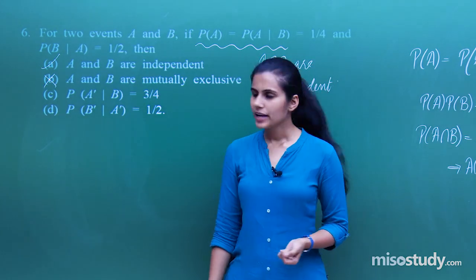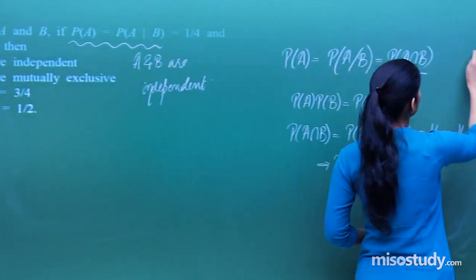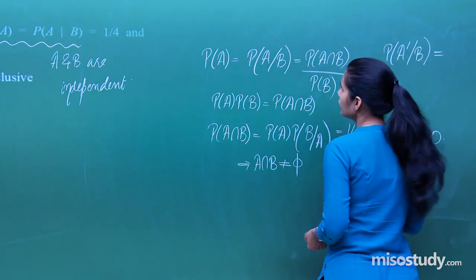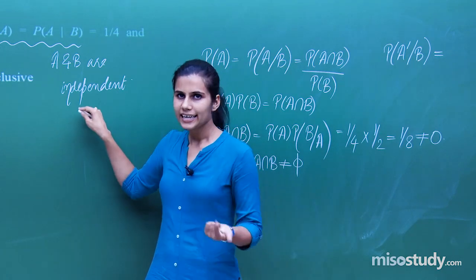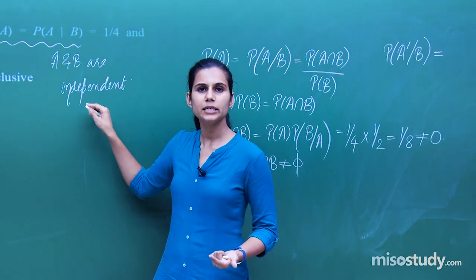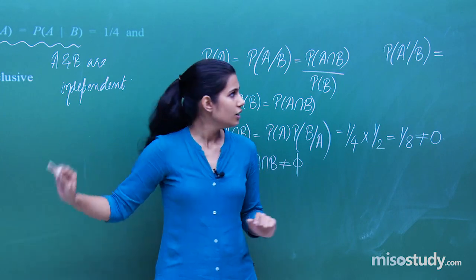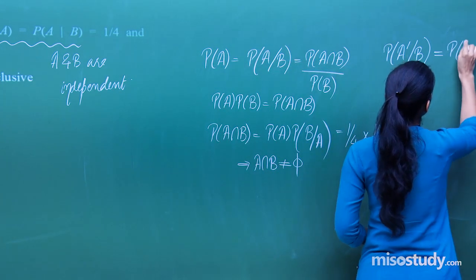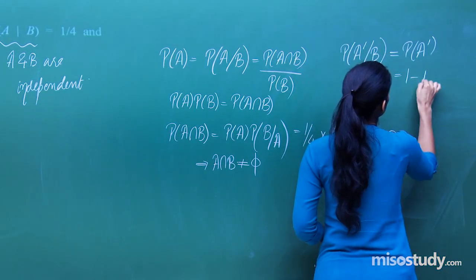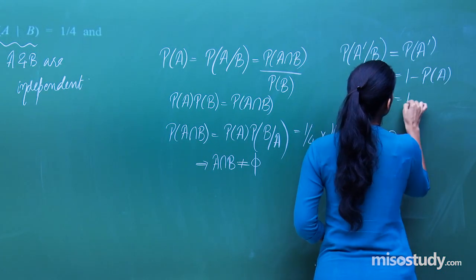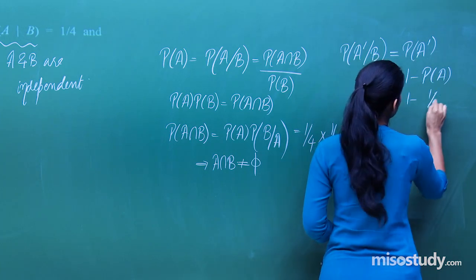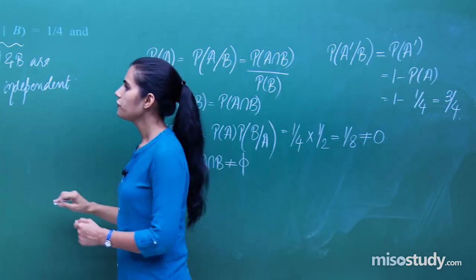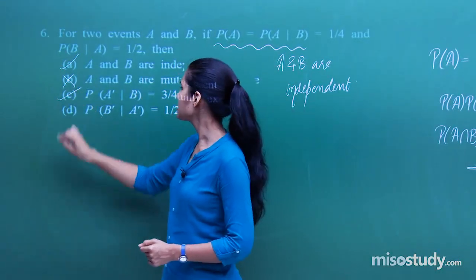What is the probability of A dash by B? Okay, so probability of A dash by B. Now you know, if A and B are independent, A dash and B are independent, B dash and A are independent, A dash and B dash are independent. So if A dash and B are independent, happening of B is not going to affect the probability of A dash. So this will be 1 minus probability of A, which is 1 minus 1 by 4, which is 3 by 4. So probability of happening of A dash when B has already happened is going to be 3 by 4.